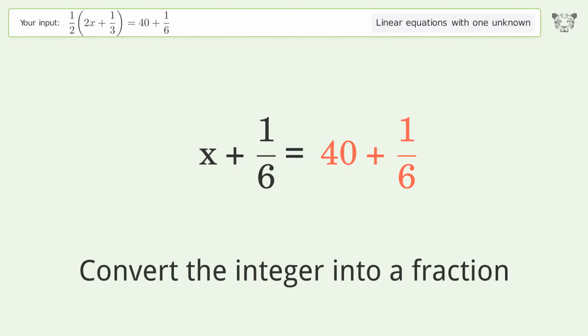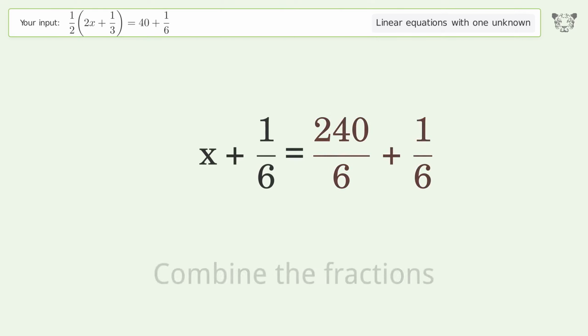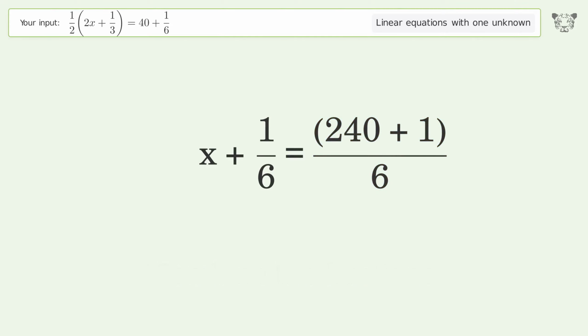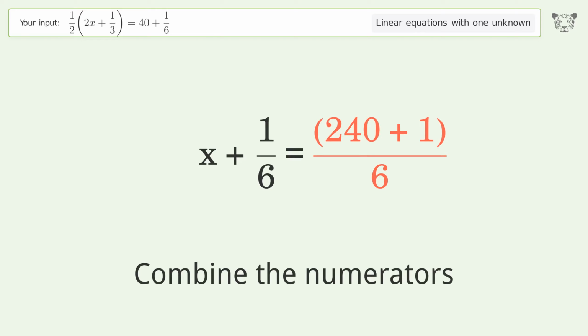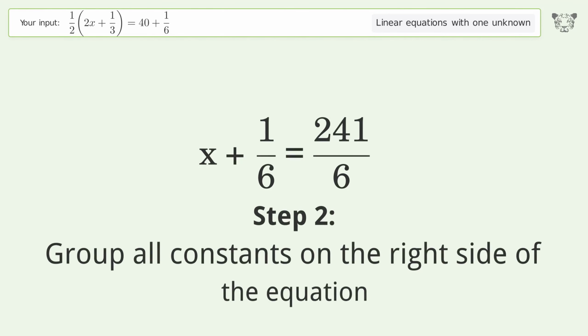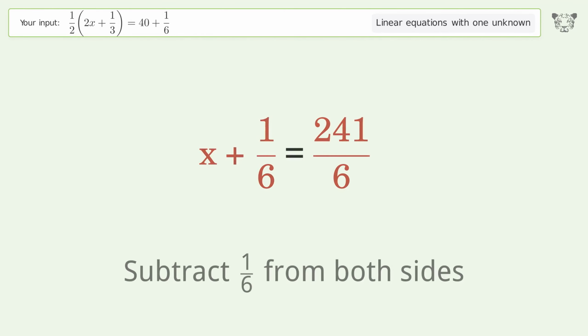Convert the integer into a fraction. Combine the fractions. Combine the numerators. Group all constants on the right side of the equation. Subtract 1/6 from both sides.